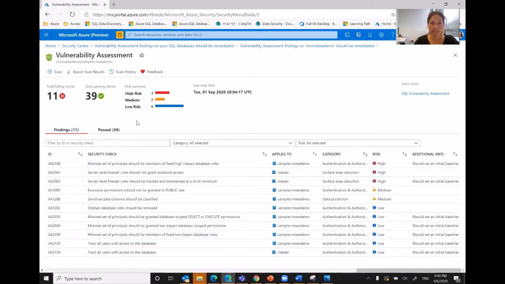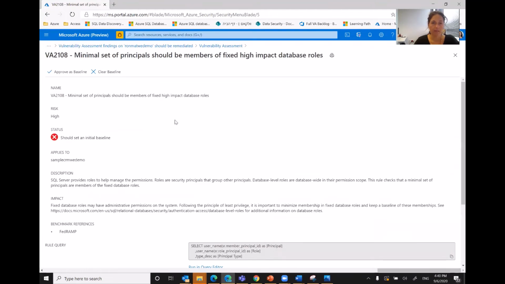The last scan results for this database will show me that I have 11 failing checks and then 39 passing checks. And then I can click on any of these to see again more information about each one of the rules. What was the check? What is the information that we were looking for? And then let me just pick one. So VA 2108, that's minimal set of principals should be members of fixed high impact database roles.